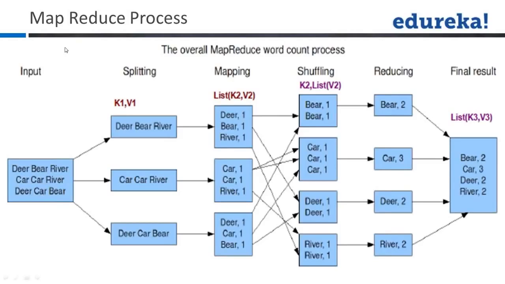Is this list K2 V2 clear to everyone? First we created these key values here, K1 V1 values. Yes, Avinash.